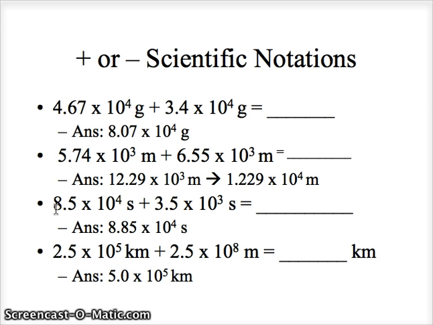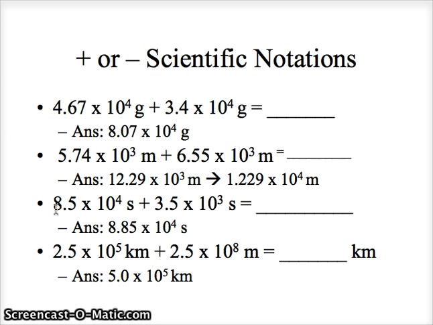So how am I going to change 3.5 times 10 to the third seconds to something, some base number value, times 10 to the fourth seconds? You might have guessed already that you're just going to move the decimal point. And since we have to move the decimal point to change the base value to something times 10 to the fourth, we'll move the decimal point to the left by 1. So it becomes 0.35 times 10 to the fourth seconds.